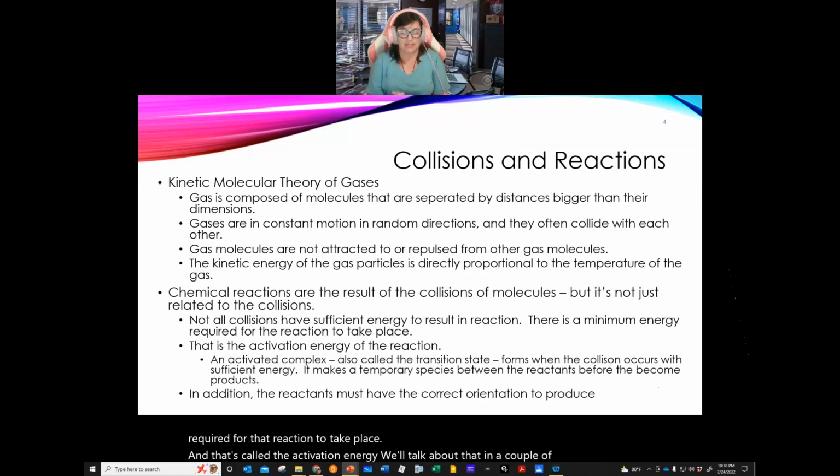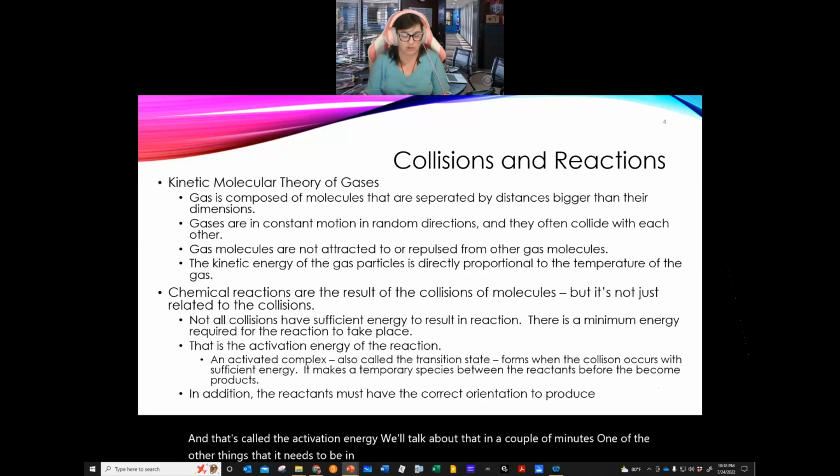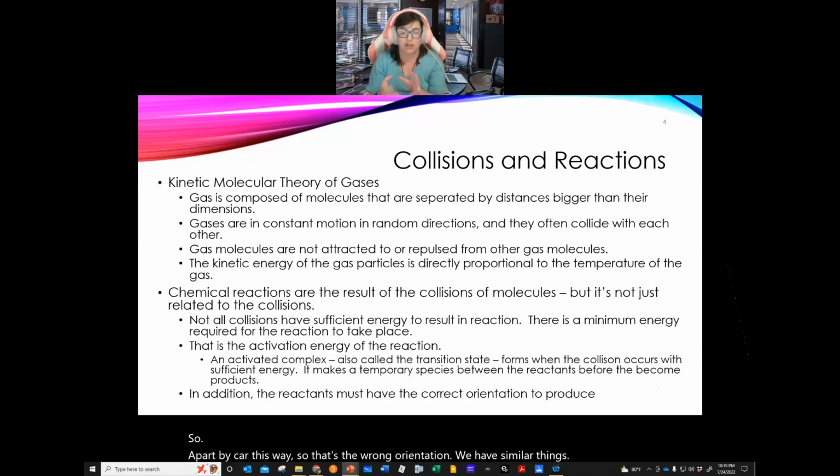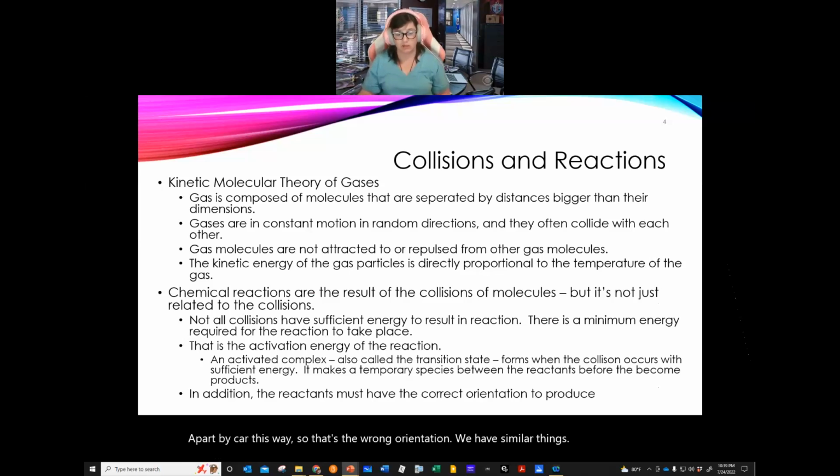One of the other things is it needs to be in the correct orientation, okay? So we can talk about this in terms of, I can't park my car in my garage if my garage goes this direction. I can't park my car this way. So that's the wrong orientation. We have similar things that need to happen when we're talking about reactions. The molecules need to come together in a way that will be conducive to the reaction that we're trying to make. Okay. So let's talk about activation energies, which is related to something called the transition state.